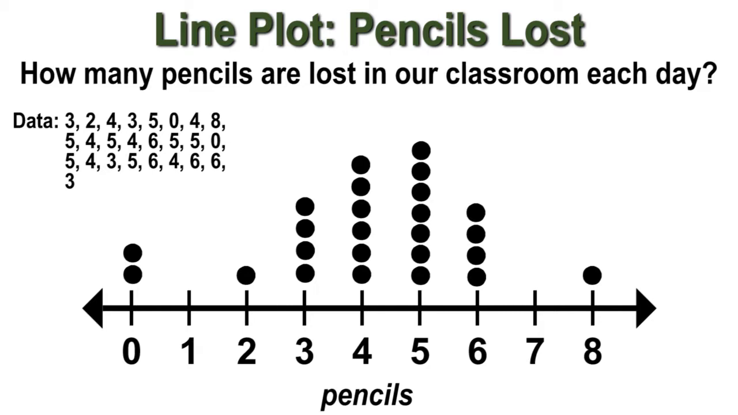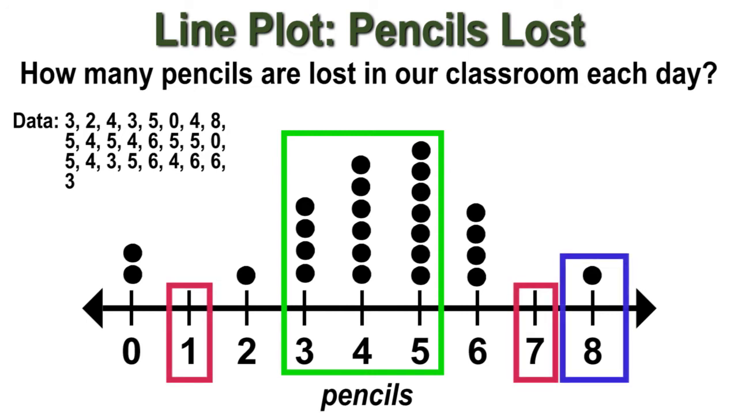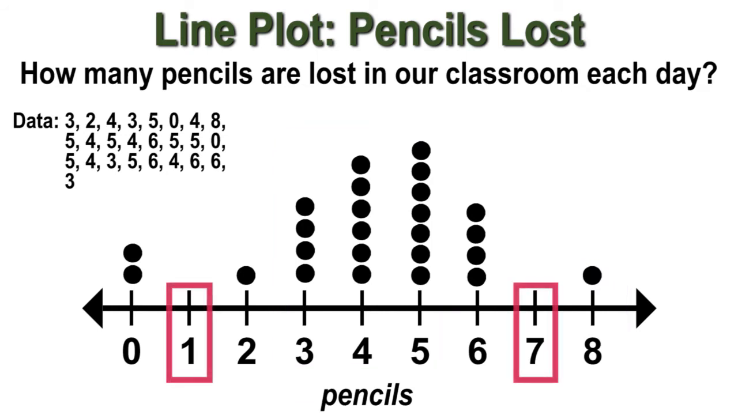After our line plot is completed, we can examine the graph for patterns. For example, we can see the most common number of pencils that are lost in one day is 5. We can also see that the class loses about 3 to 6 pencils each day. There were 2 days that no pencils were lost, and there was 1 day when 8 pencils were lost. We can also see that we have a gap in the data set for 1 and 7.